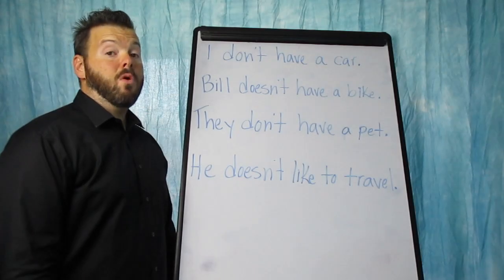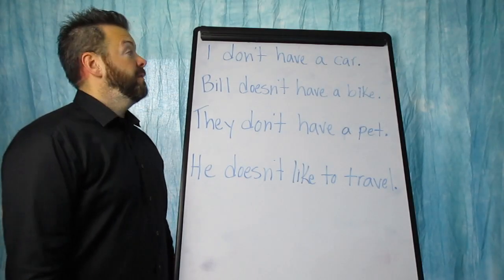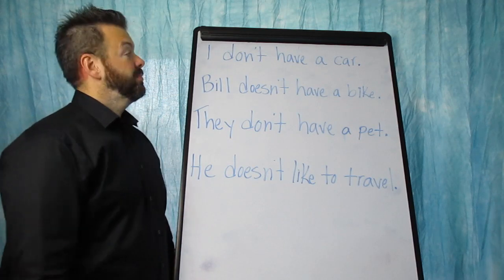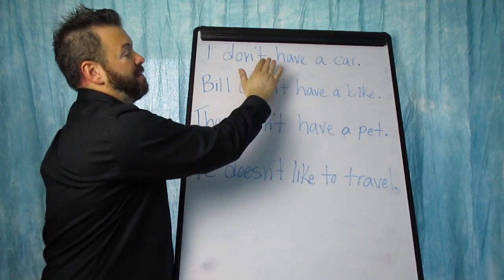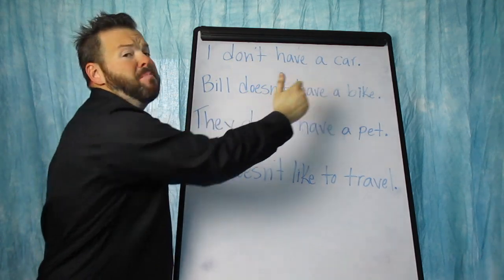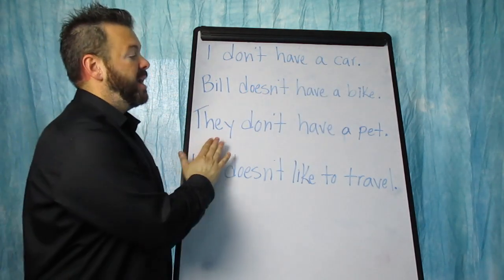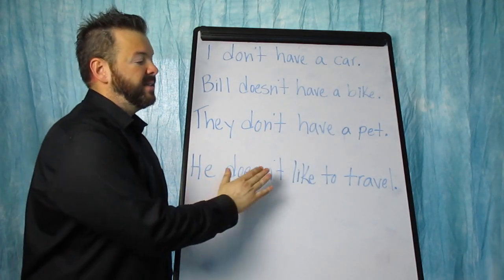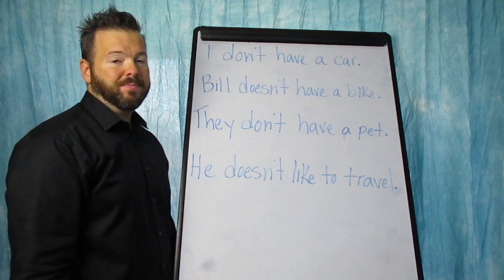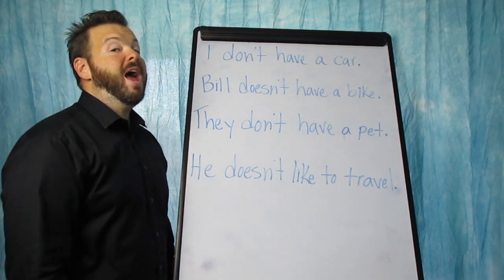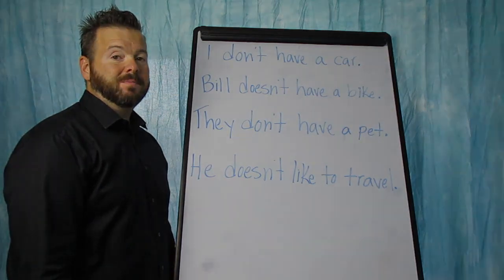Here are more examples of have in the negative form. I don't have a car. Bill doesn't have a bike. They don't have a pet. He doesn't like to travel. Pause the video here, write everything down, and read it to yourself.